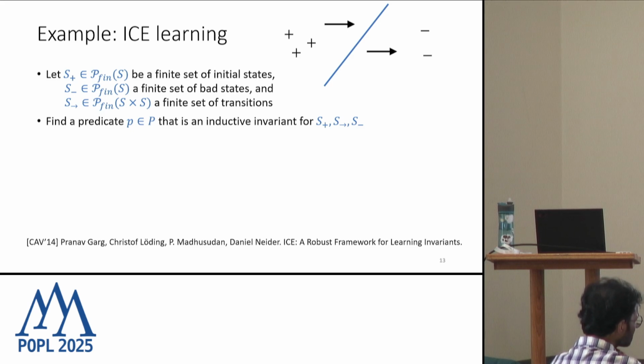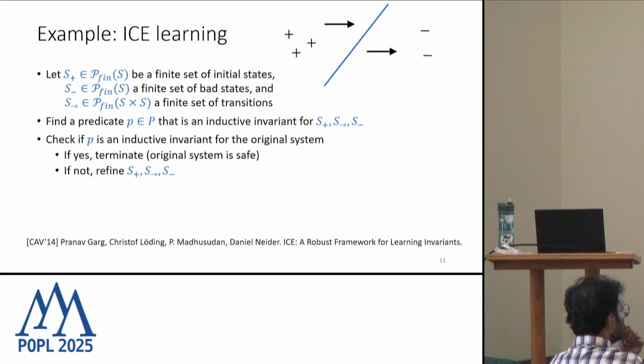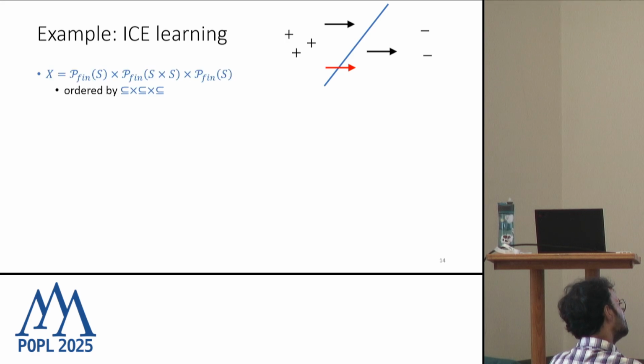And then we're going to ask ourselves, is this predicate a good inductive invariant for the whole system? And if it is, we are done. And if not, we might refine our finite subset of the transition system by adding a new transition. All right, so this is ice learning. And let's see how we can obtain that with a Lagrangian.